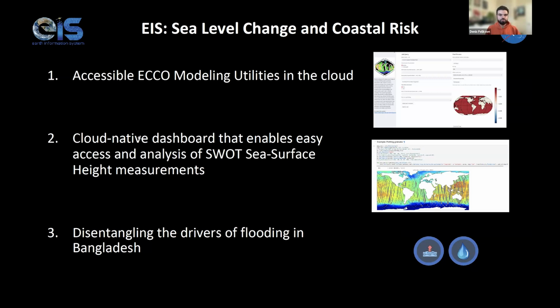Ian will also show you a cloud native dashboard that we've put together that is open source and enables researchers to very easily and quickly play with SWOT data from the recently launched SWOT satellite. And then finally, Augusto will round us out, and he'll show you that work that I alluded to, where we're disentangling the drivers of coastal flooding, specifically focusing on Bangladesh. So I'll turn it over to you, Ian, and I'll step away.